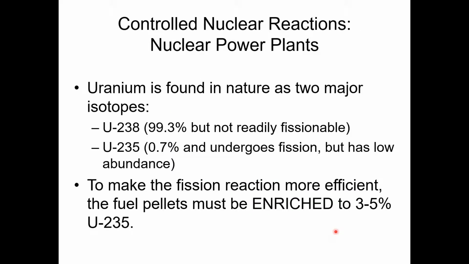So uranium is found in nature as two major isotopes. One is uranium-238 and the other is uranium-235. 238 is very abundant, but it's not readily fissionable, so it's not going to undergo that fission process on its own. Whereas 235 will undergo fission, but it's not very abundant, so that's a problem. So in order to make the fission reaction efficient so that you can get a lot of electricity out, we need to enrich the uranium-235.